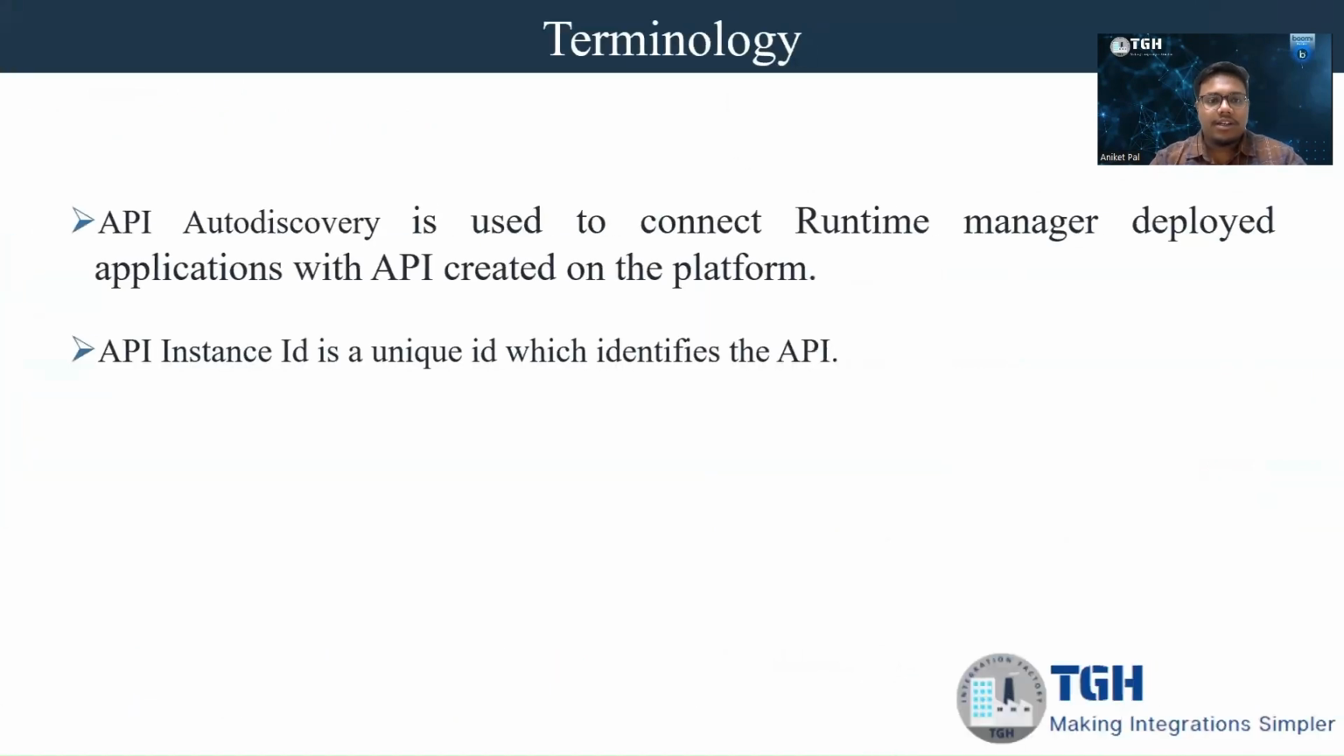API Autodiscovery is a mechanism which is used to establish a connection between the API Manager and a Mule application deployed on the runtime engine. API instance ID is a unique ID which identifies the API which is imported from the Exchange to the API Manager.